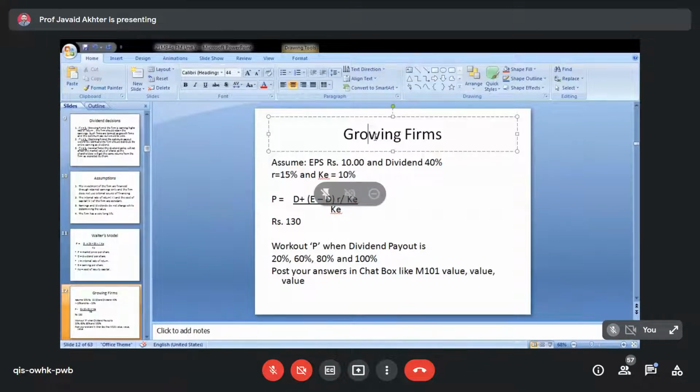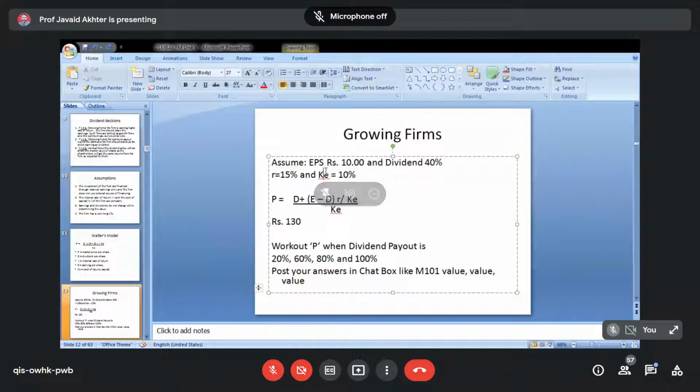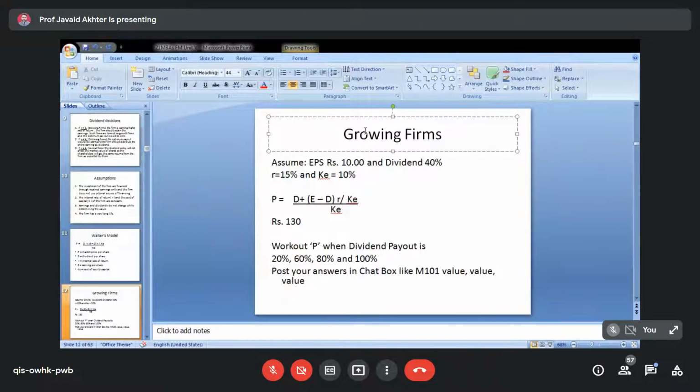Growing, declining, or normal? So growing. Naturally, because R is more than KE. I have written also growing firms. So for growing firms, R will be more than KE. And let us assume that EPS, earning per share, is rupees 10.